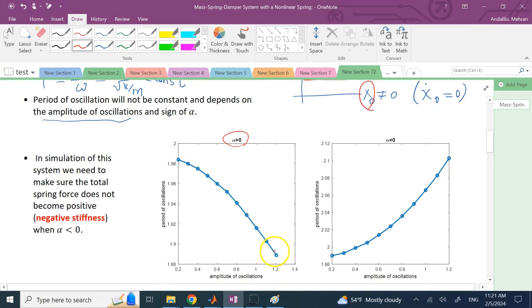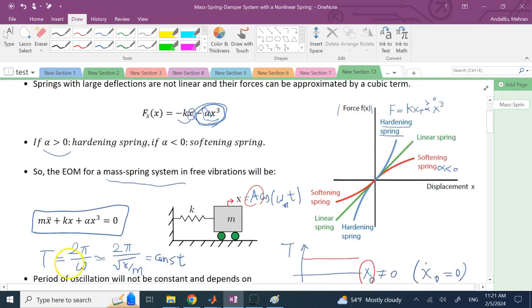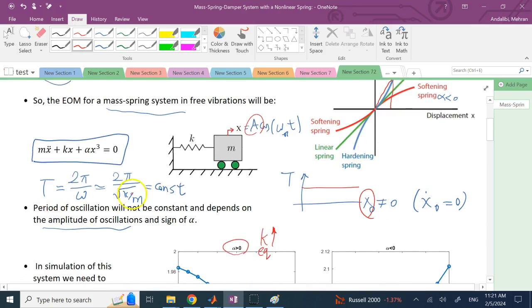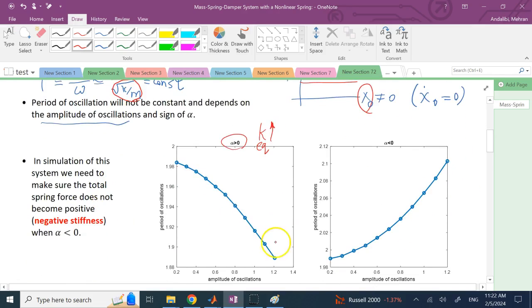Why? Because as you move forward, k is getting bigger and bigger, right? The k equivalent. So if you divide the force at any point by the displacement and call that ratio k equivalent, you see this k equivalent is getting bigger and bigger, and you know when k gets bigger, omega gets bigger, so T should drop, and that's what you can see over here.